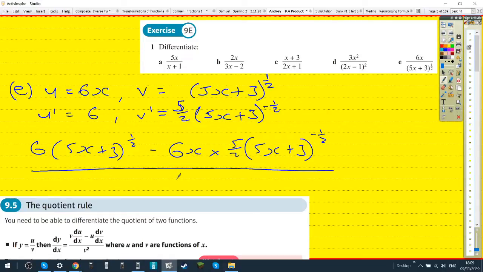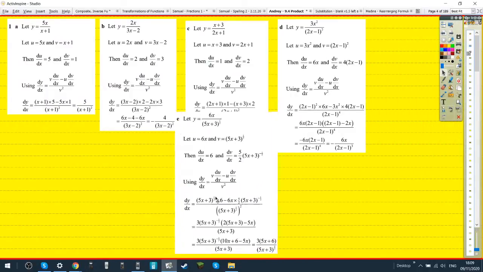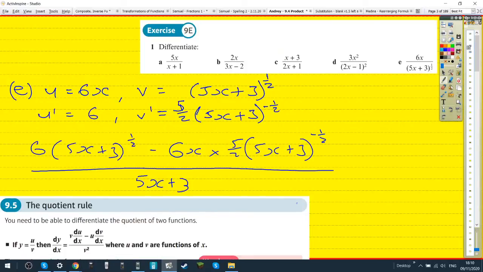Any idea what the bottom simplifies to? 5x plus 3 to the power of 3 over 2. I think so. Oh, no. Not 3 over 2. It's just 5x plus 3. Yeah, I believe so. So they did some malarkey and simplified it a lot, but I'm not going to mess around with that, not unless we have to.